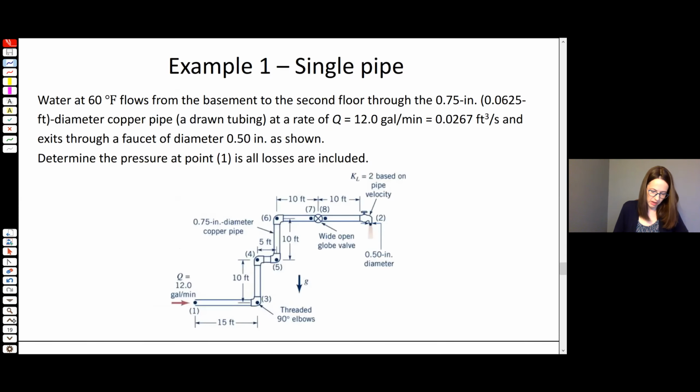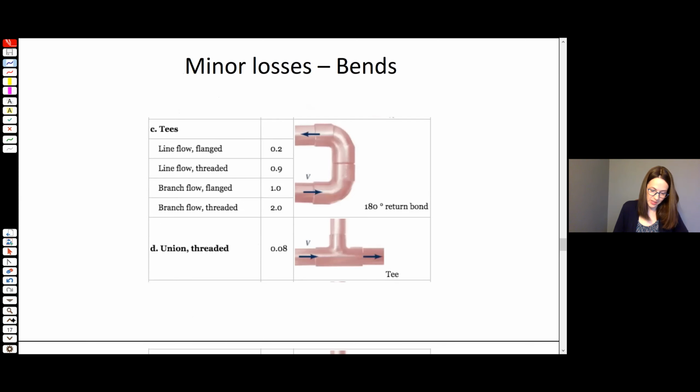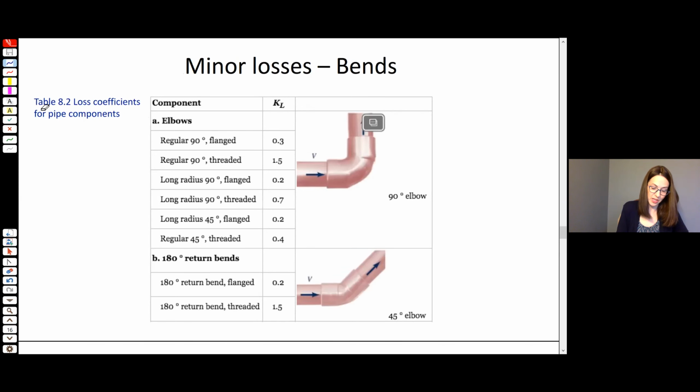So for pipe problems with minor losses, you will be referring to this table, table 8.2, a lot. And you'll be able to print a copy of that for your exam, your final exam. I should say your midterm, your final midterm, exam 3.